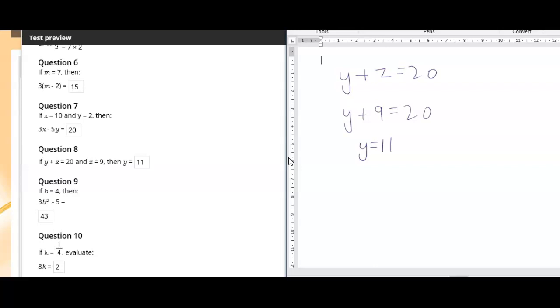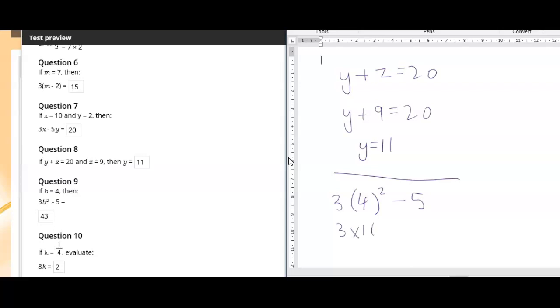But a basic one like this, you should be able to do without solving algebraically. Okay, question 9. If b equals 4, then, so I saw a few people get this one wrong so far. So again, putting your substitution in brackets. Now we're only squaring that 4. So remember 4 squared is the same as 4 times 4.